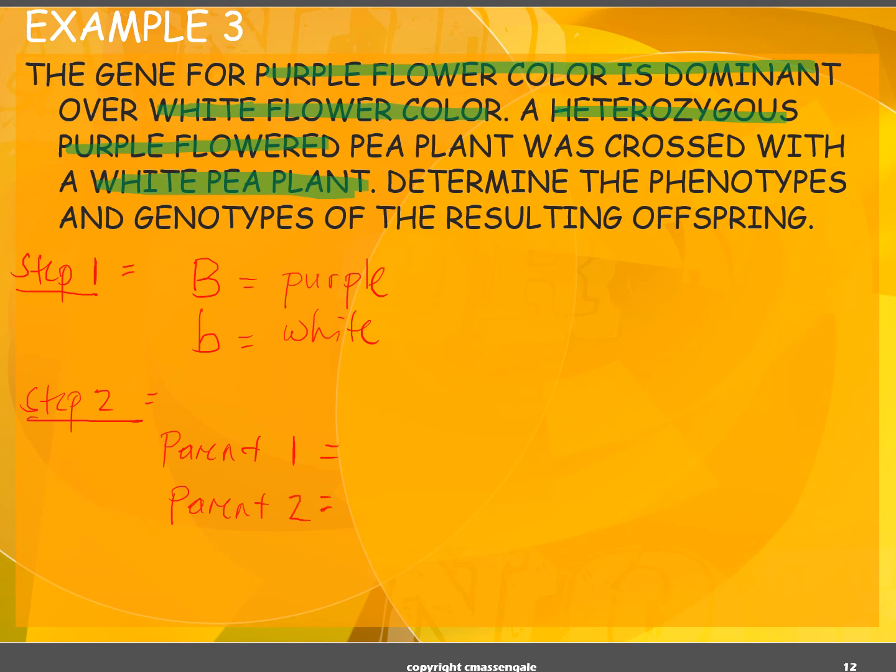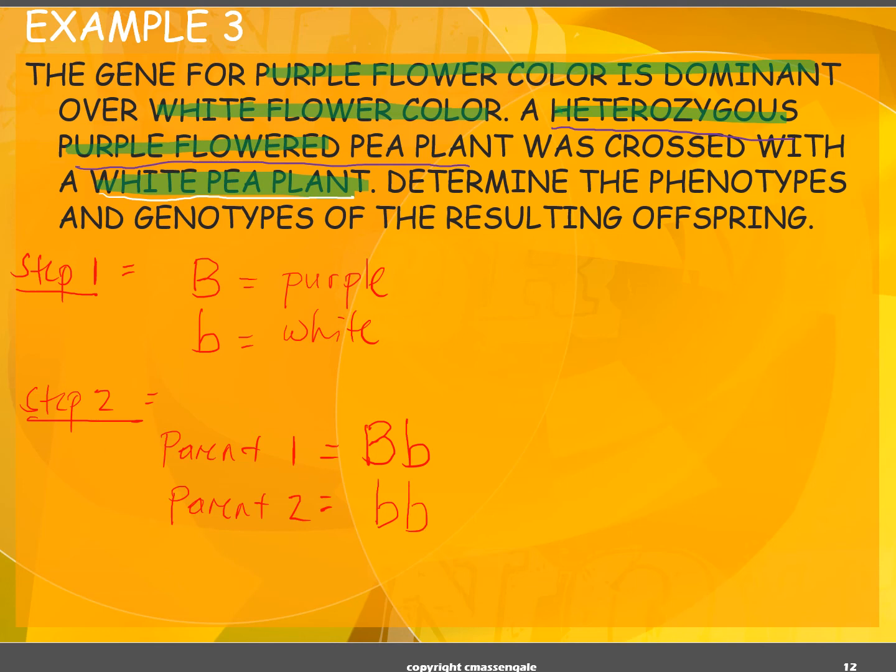So, for parent number 1, a heterozygous purple-flowered pea plant. Heterozygous means one capital and one small letter. So, let's write down here capital B and then small letter b. Okay? And then, cross with a white pea plant. So, ito siya, white pea plant. Ang white natin ay recessive. So, the genotype of parent number 2 is small letter b and small letter b.